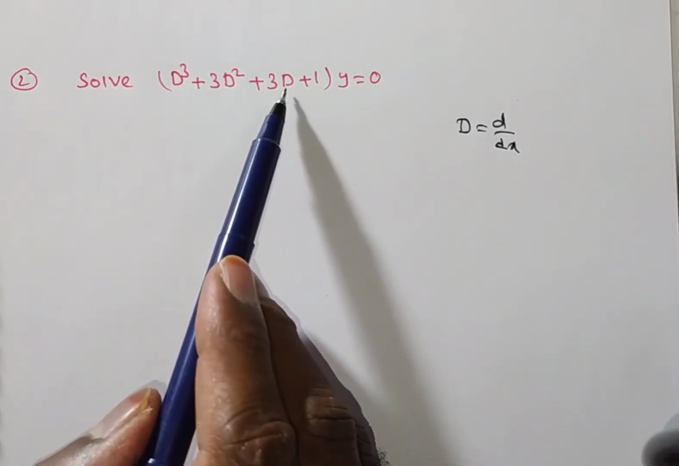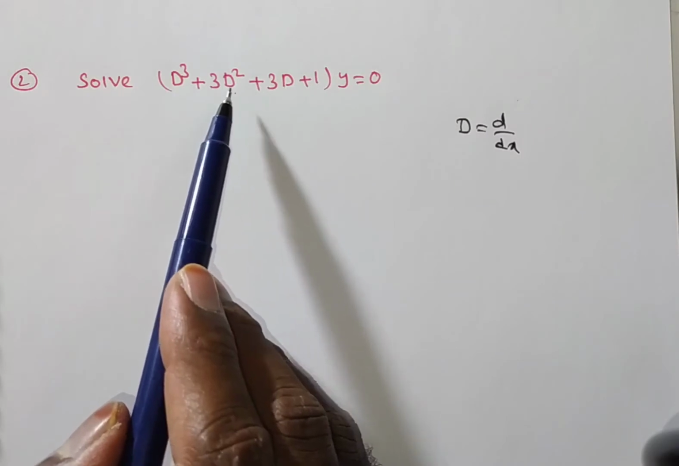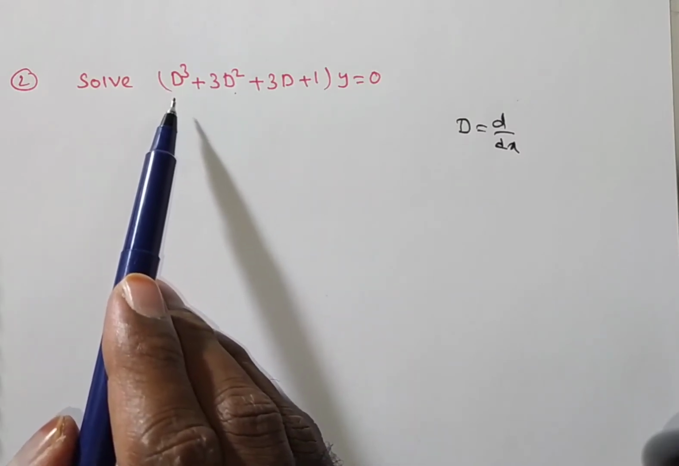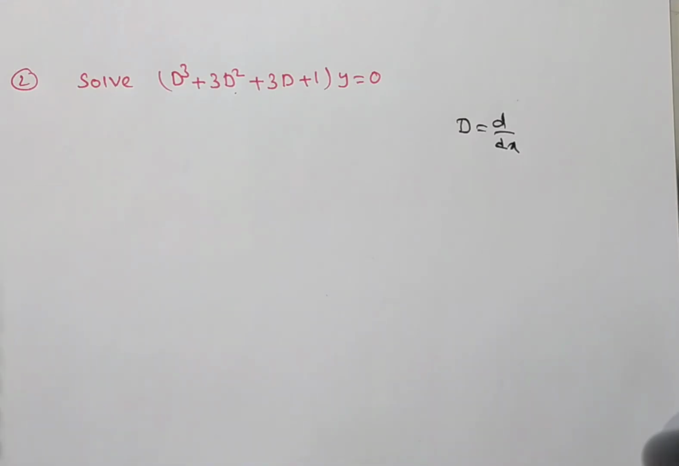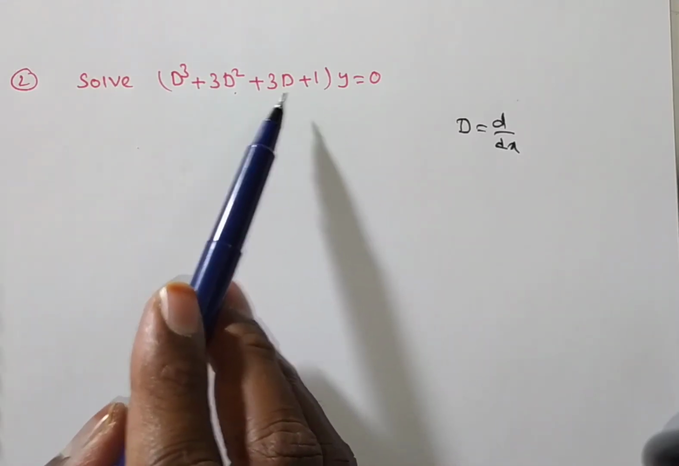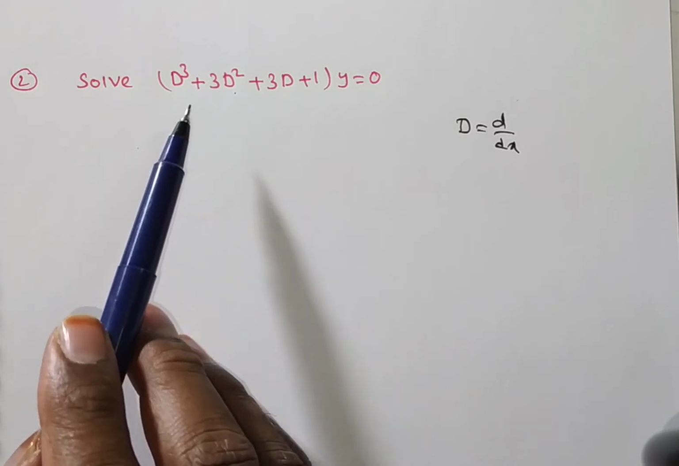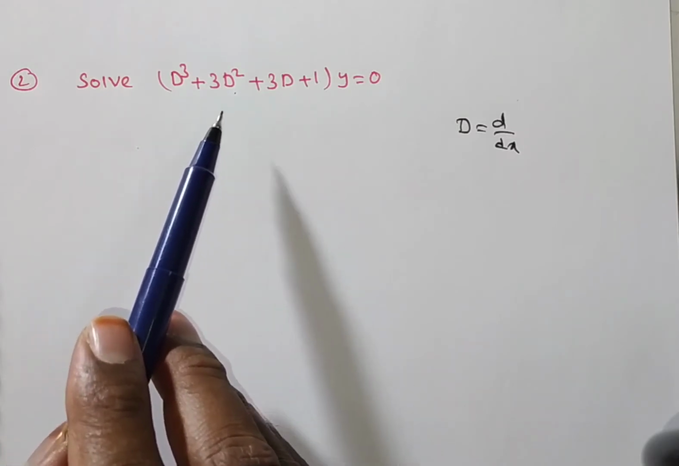So here you have D, which is first order, D square, which is second order, and D cube, which is third order. So you can say this problem belongs to the higher order linear differential equations. With the coefficients here, what you have? 1, 3, 3, 1. So you can say linear differential equations with constant coefficients.